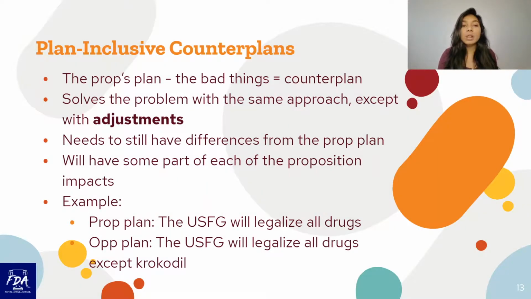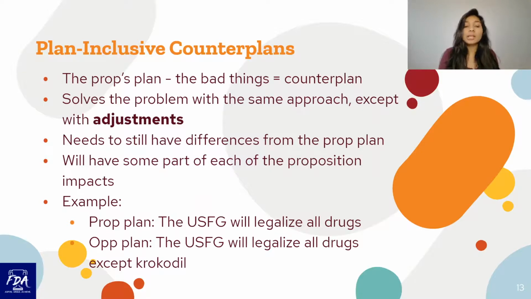Okay, so now let's move on to the plan-inclusive counterplans. So how it works is you take the proposition's plan, you take out the bad things from it, and then you have your counterplan. So it solves the problem with the same approach, except with adjustments. So it still needs to have differences from the proposition's plan. So this is why I like to think it's a little bit more complicated. You have to be careful that you have enough differences because you don't want the proposition to say, oh, you're supporting our side.